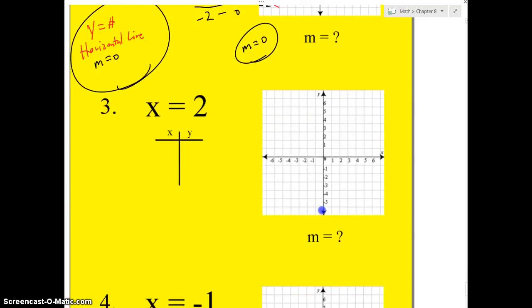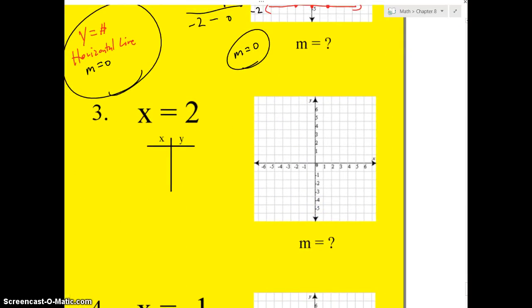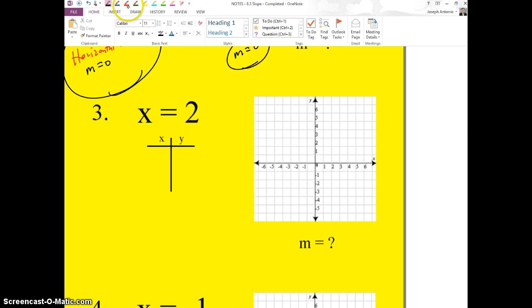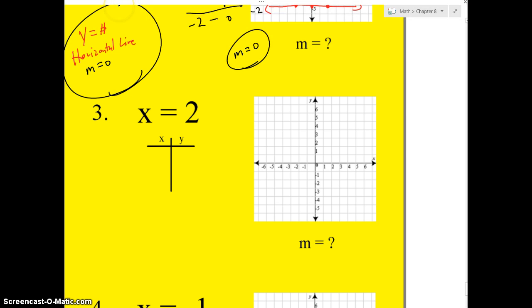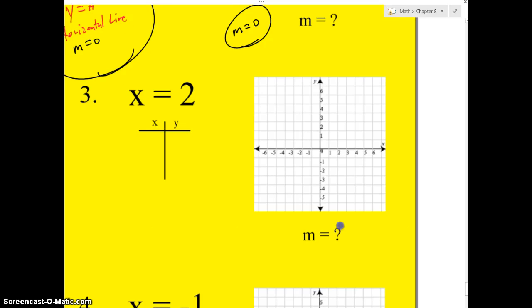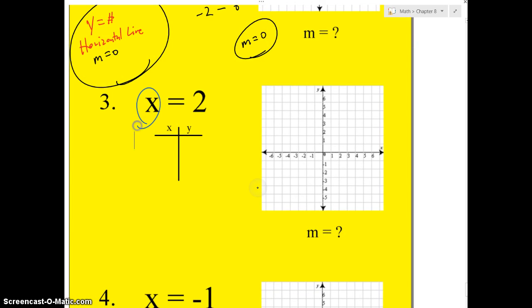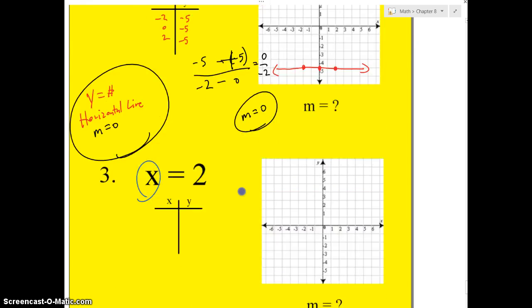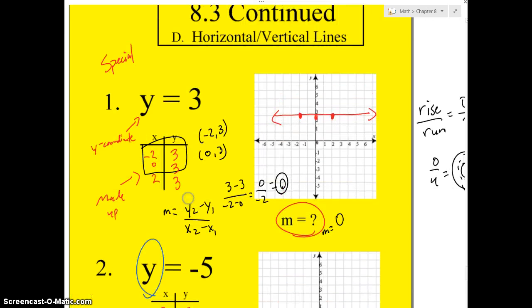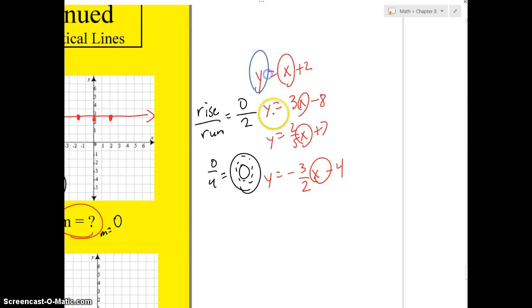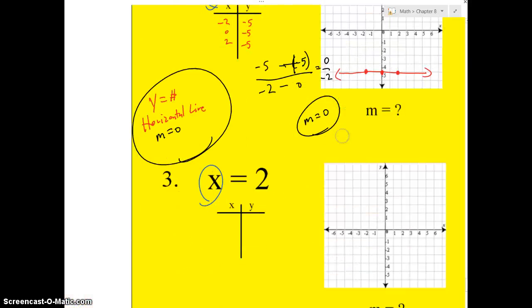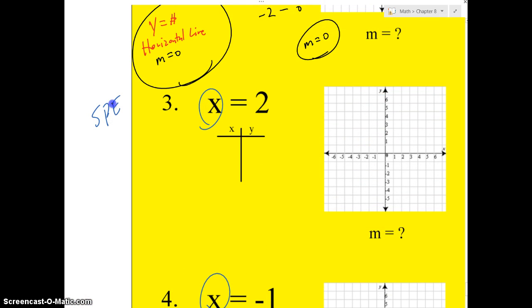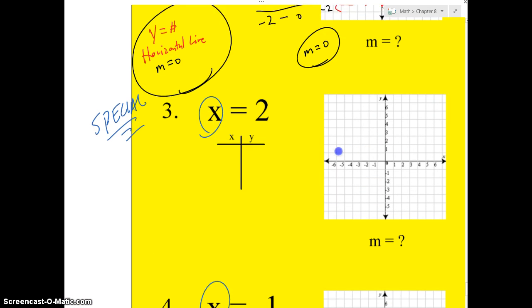Now, let's take a look at x equals 2. If you can think back at the beginning of the lesson, I said we're going to learn about horizontal and what? Vertical lines. So you can imagine what the x equals. Now notice this is different. This says x equals. It does not say y equals like we had here, and it does not say y equals like we have on all of these. So again, you have to think to yourself, man, this one is special. It's different. It's not like the other ones.